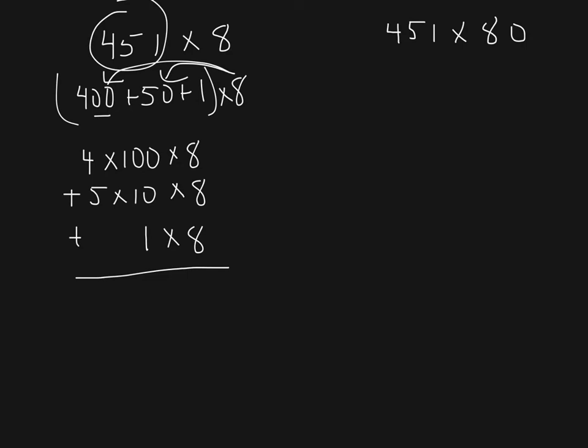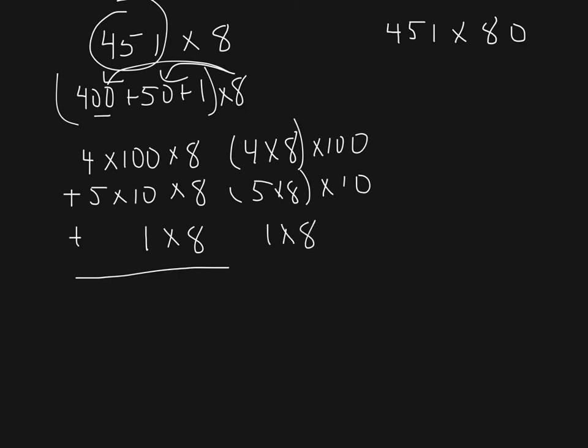And then I'm going to regroup these things. So I have 4 times 8 times 100, and I've got 5 times 8 times 10. You see now I'm using the associative property and rearranging the order of the numbers, and this one's just going to stay at 1 times 8. And I have 4 times 8 is 32 times 100 is 3200. 5 times 8 is 40 times 10 means I have a 40.